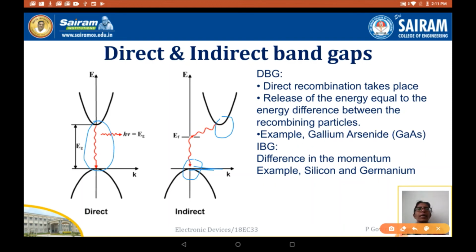We can show that an indirect transition involving a change in K requires a change in the momentum for the electron. In a direct semiconductor such as gallium arsenide, an electron in the conduction band can fall directly onto the empty state in the valence band, giving off the energy in the form of a light photon, whose energy is equal to Eg = hν, where h is Planck's constant.